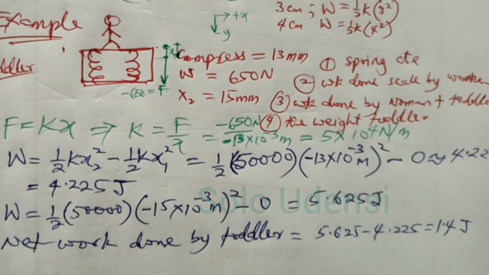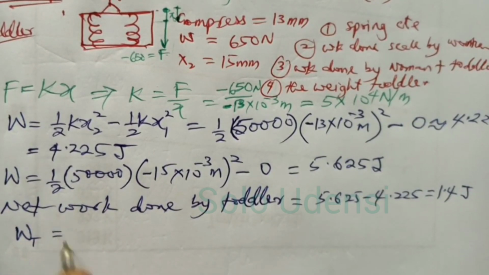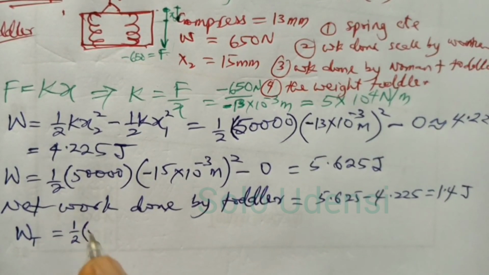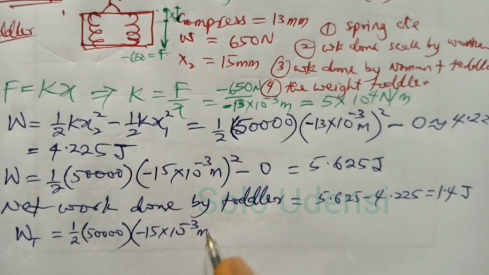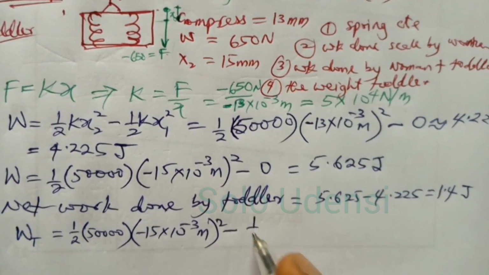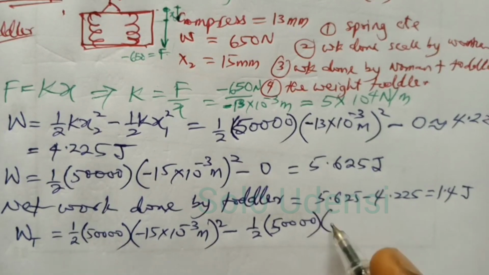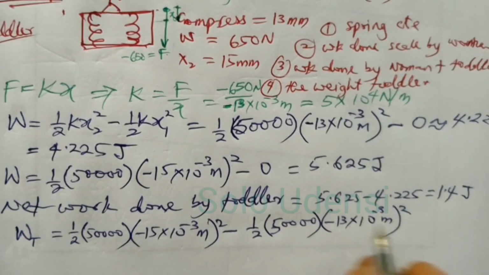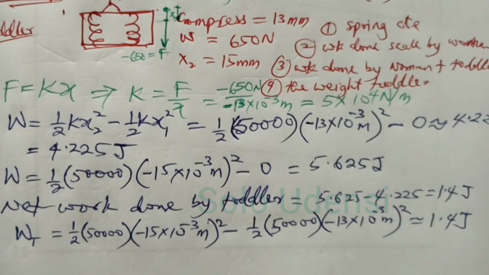Or you can just say net work done by toddler, WT, is equal to half times 50,000 times minus 15 times 10 raised to the power minus 3 meter squared minus the one done by the mother alone, half times 50,000 times minus 13 times 10 raised to the power minus 3 meter all squared, and you find that it is equal to 1.4 joule.